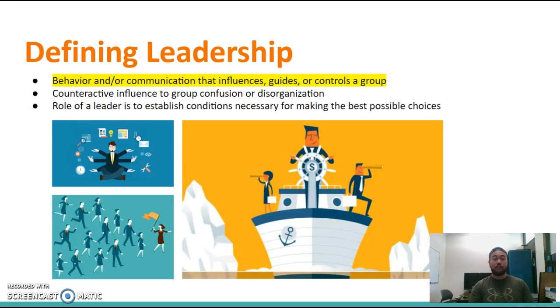Defining leadership. So leadership is defined as a behavior and or communication that influences, guides, or controls the group. It's often seen as a counteractive influence to any group confusion or disorganization, as well as for when groups just get off track. The role of a leader is to establish those conditions that are necessary for making the best possible choices, as well as maximizing their group's efficiency.